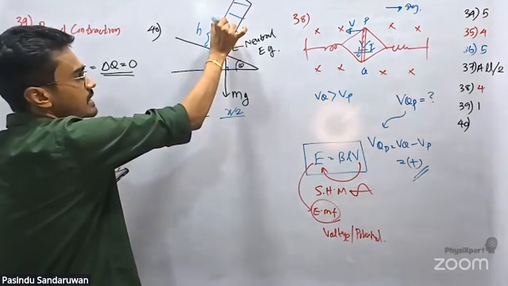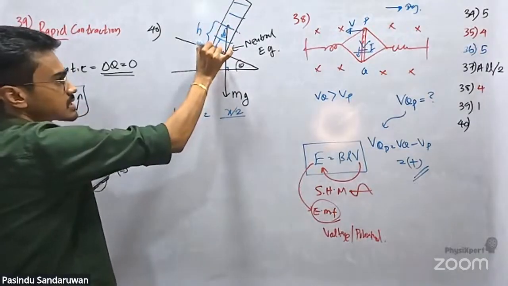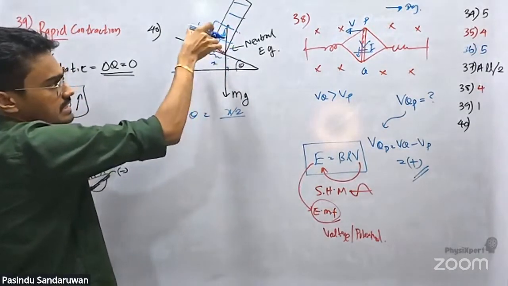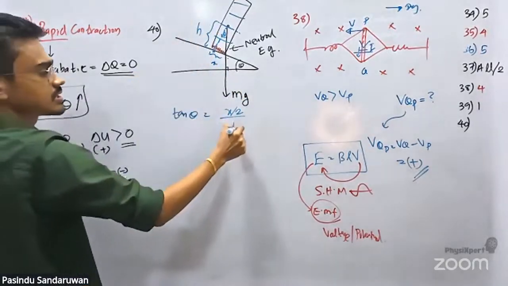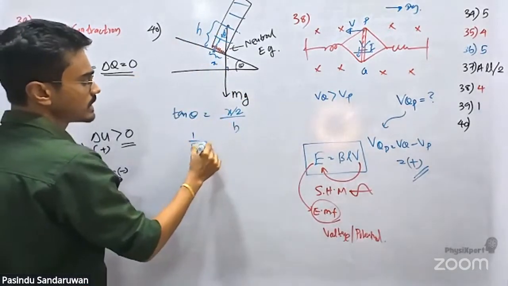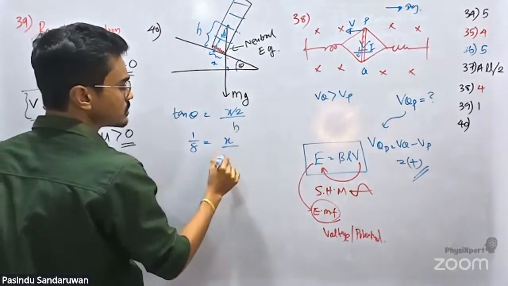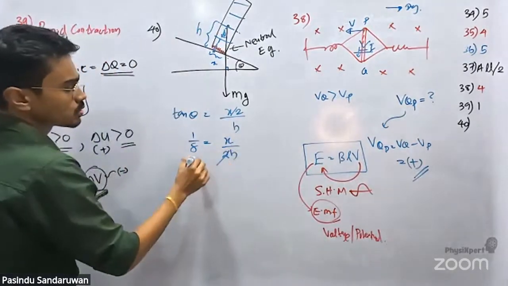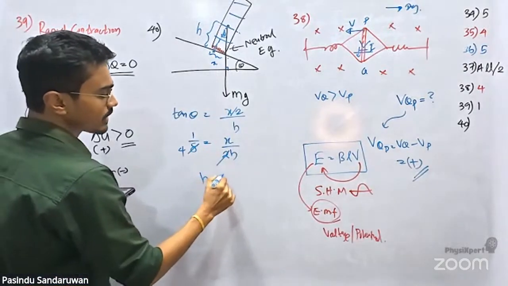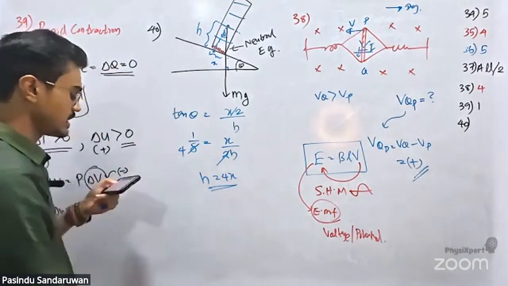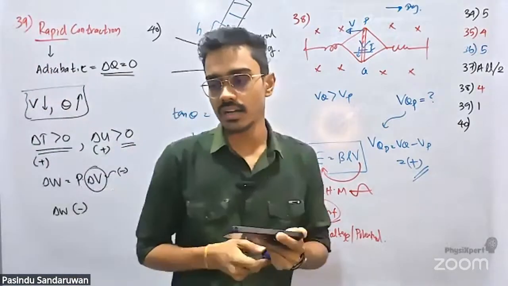Center of gravity at the center. So if side length is x, this is x over 2, and the adjacent side is h. And tan theta is given as 1 over 8. That is x over 2h. Then 2 into 8 cancels to 4, which means h equals 4x.